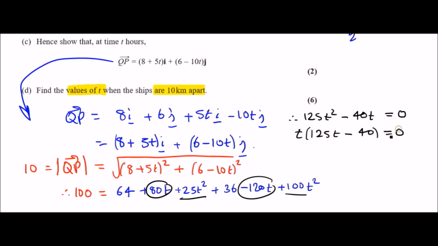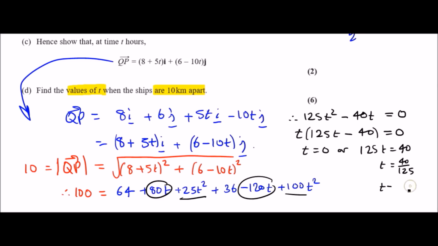I hope you guys are following so far. So this means t could be 0. So basically when t is 0, the ships are 10 kilometers apart, or this solution, so 125t minus 40 equals 0. So 125t equals 40, and t equals 40 over 125. And that is equivalent to 0.32.